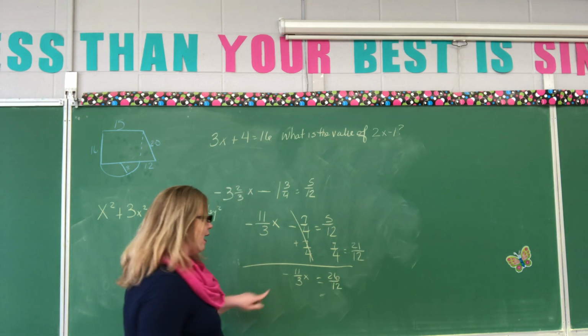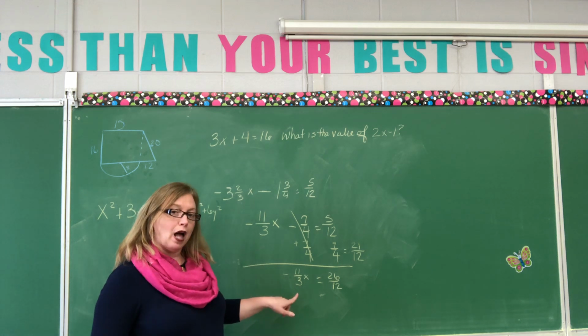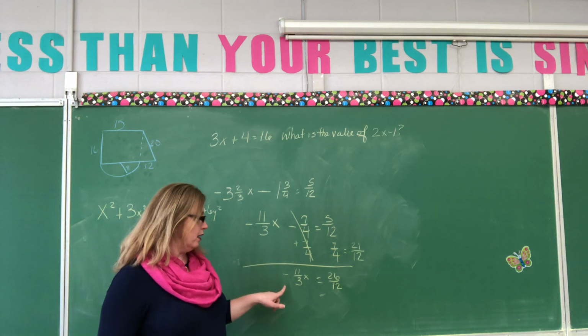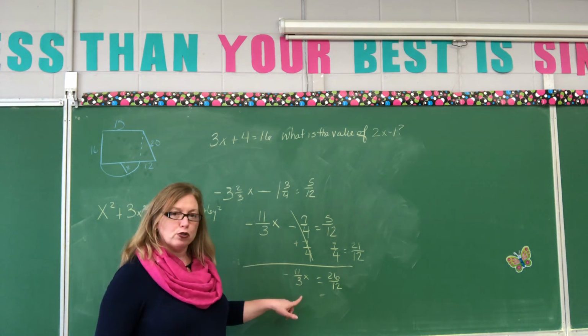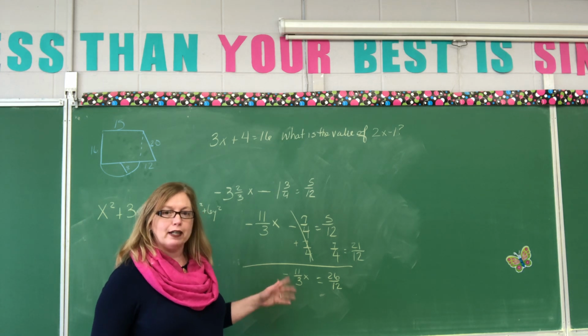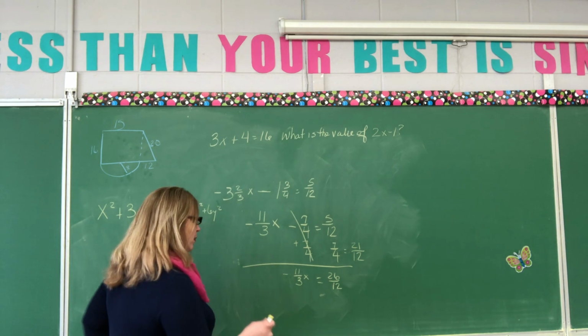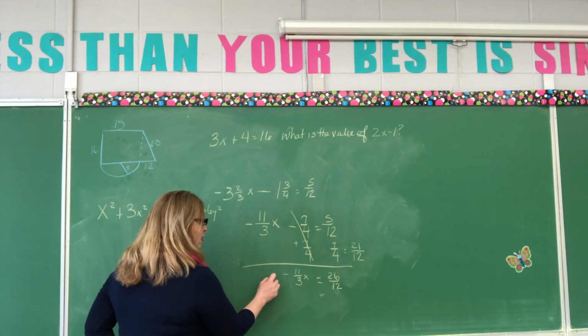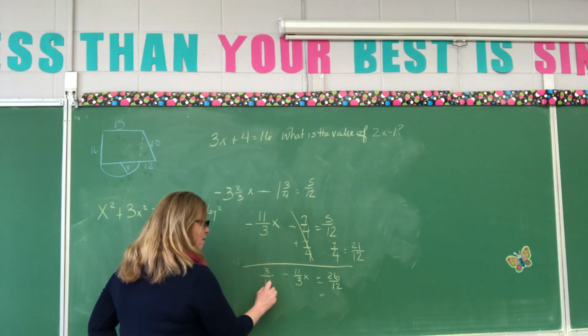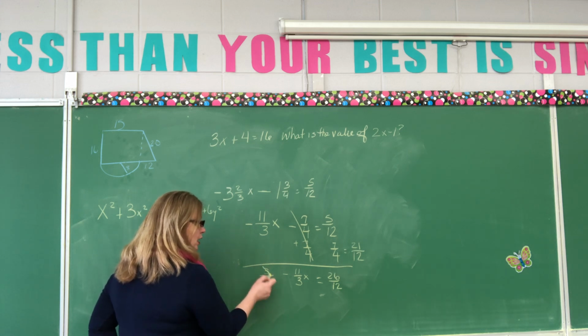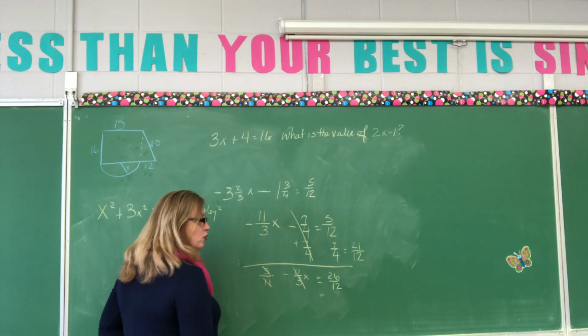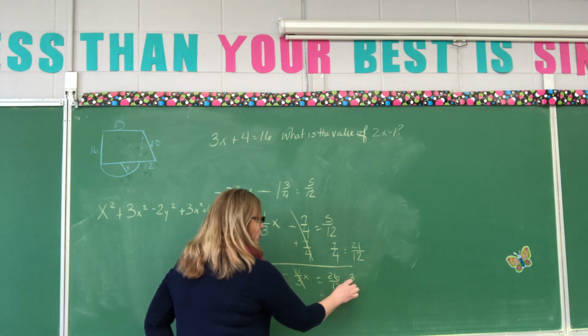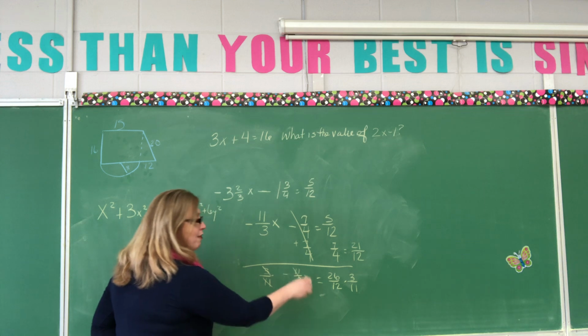Now, I'm going to multiply by a negative 11/3. So what do I want to do? I need to do the opposite. I want to get rid of that. I'm going to multiply it by 3 over 11. This is going to get rid of my 11/3. Here, I'm going to multiply by 3 over 11. What do I have left?